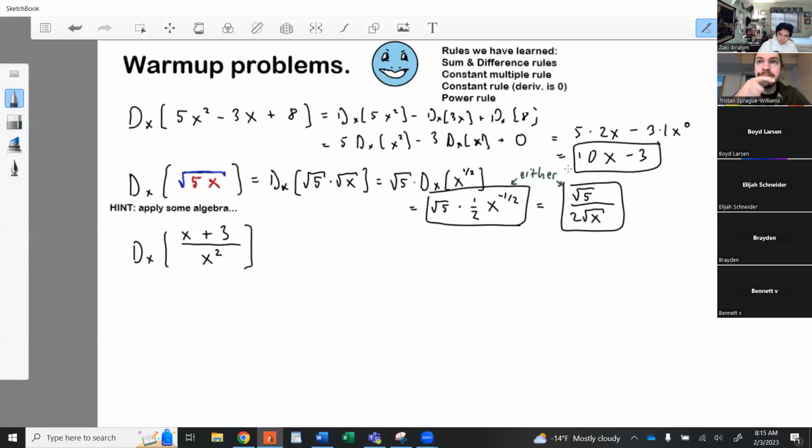Questions on that one? I want you to mainly focus your attention on the strategy here: the idea of splitting that up, and then the constant multiple rule and the power rule.